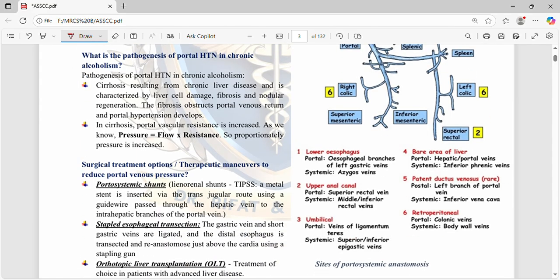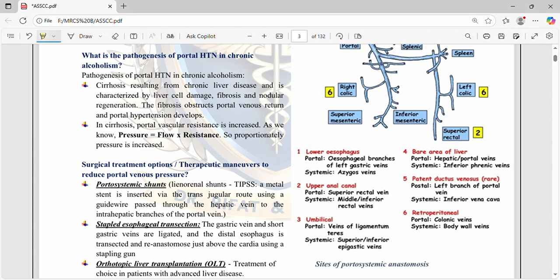Surgical treatment options and therapeutic maneuvers to reduce portal venous pressure: there are portosystemic shunts. First of all, your pharmacological treatment is to give beta blockers to decrease the pressure, and then if it's not working, we can go for portosystemic shunts like the lieno-renal, where you join the splenic vein to the renal vein, usually the left renal vein. If not, there are other choices like mesocaval, superior mesenteric vein to the inferior vena cava, or you can also go for TIPS.